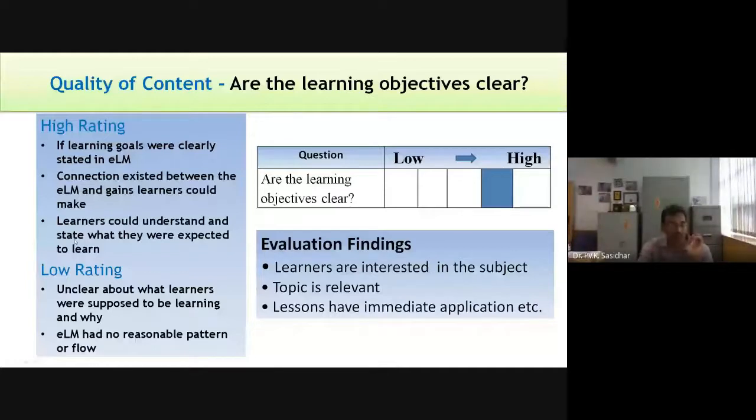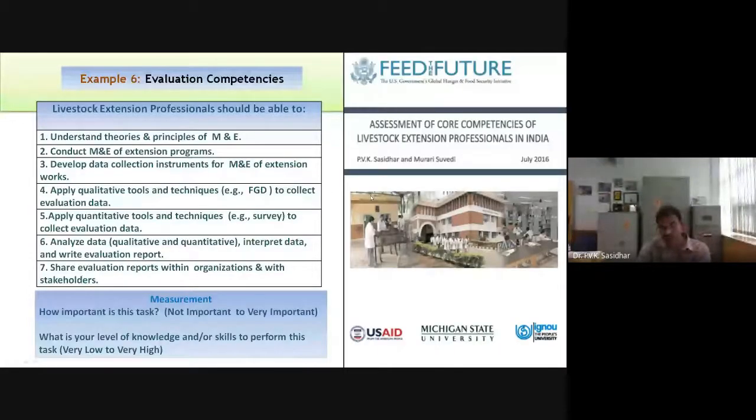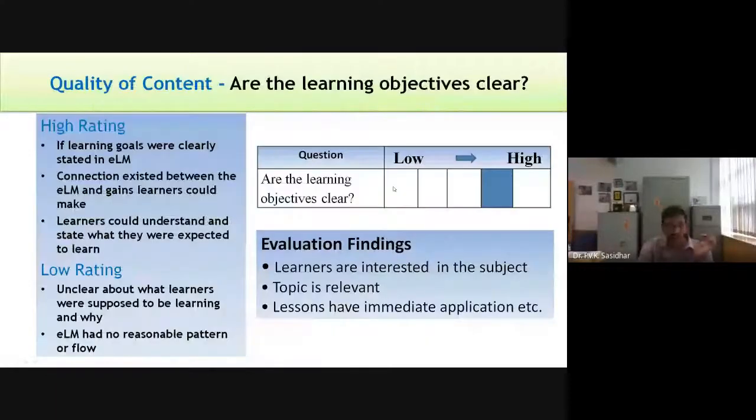The learning goals were clearly stated, connections existed between the e-learning material and gains learners could make, and learners could understand. For example, had we got the result here at the low level, then these could be the reasons: unclear about what learners were supposed to be learning and why, and the e-learning material had no reasonable pattern or flow.